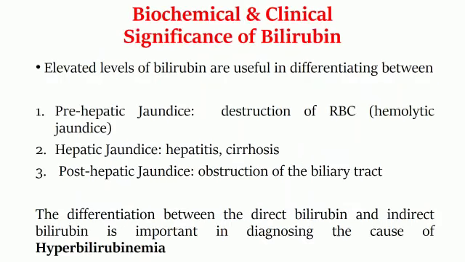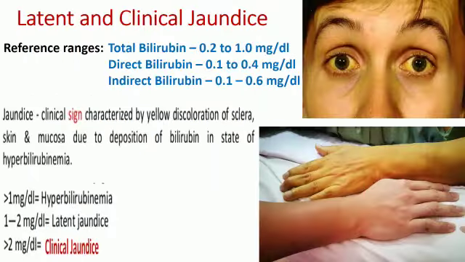So what is the significance of measuring bilirubin? Elevated bilirubin levels always help us to classify and identify the cause of hyperbilirubinemia. It can be prehepatic jaundice, hepatic jaundice, or post-hepatic jaundice. The differentiation between these is important in diagnosing the cause of hyperbilirubinemia.